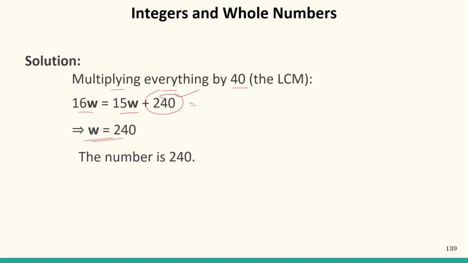So how to solve from this to this? Let's try to negate minus 15W on both sides. So 16W minus 15W is equal to 15W minus 15W plus 240. What we can see here is that this is equal to 0 cumulatively. So W is equal to 240. Okay, we can conclude this. So the number is 240.